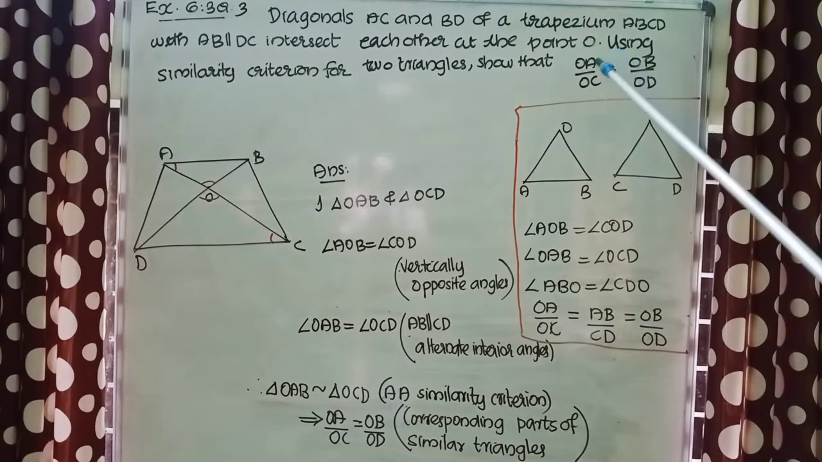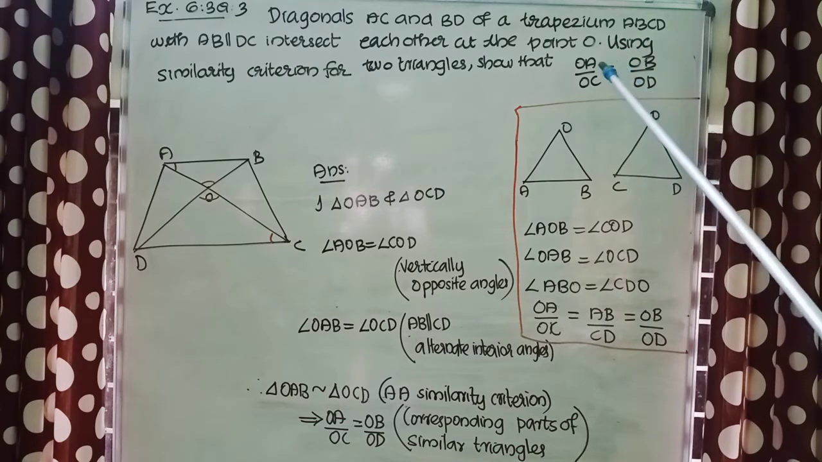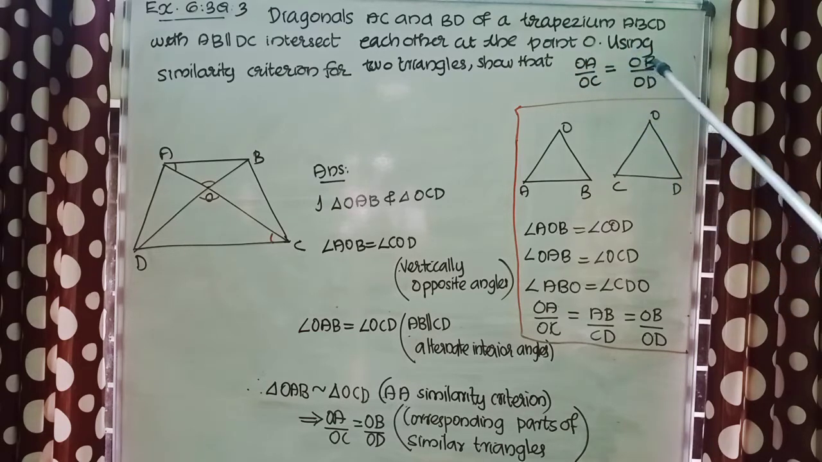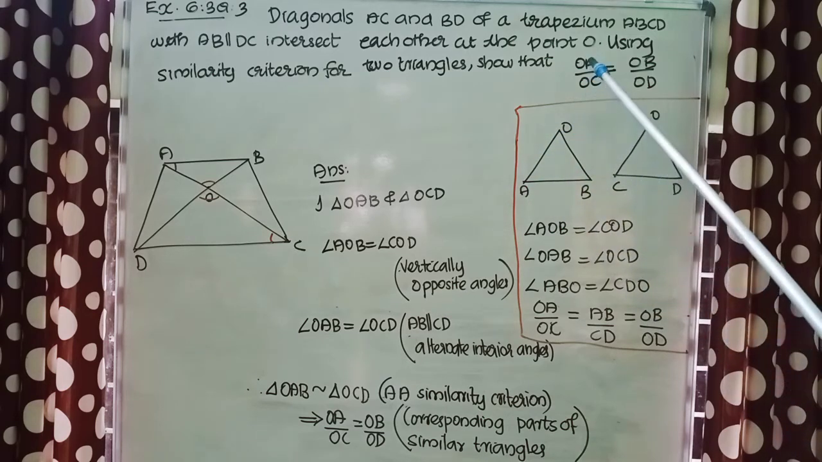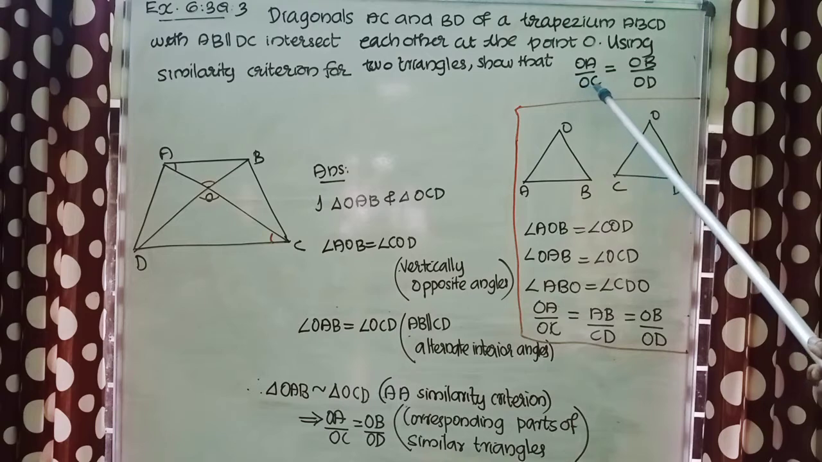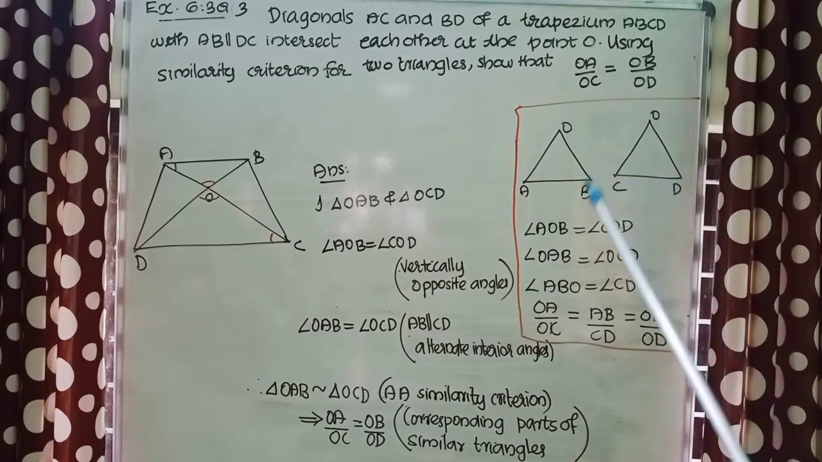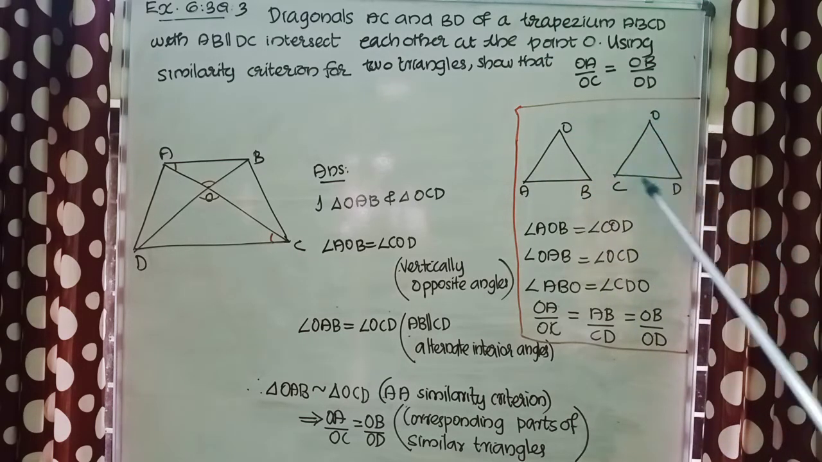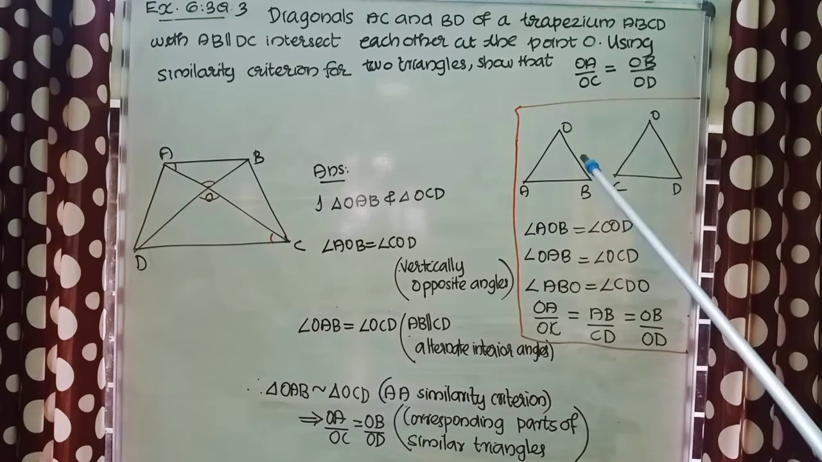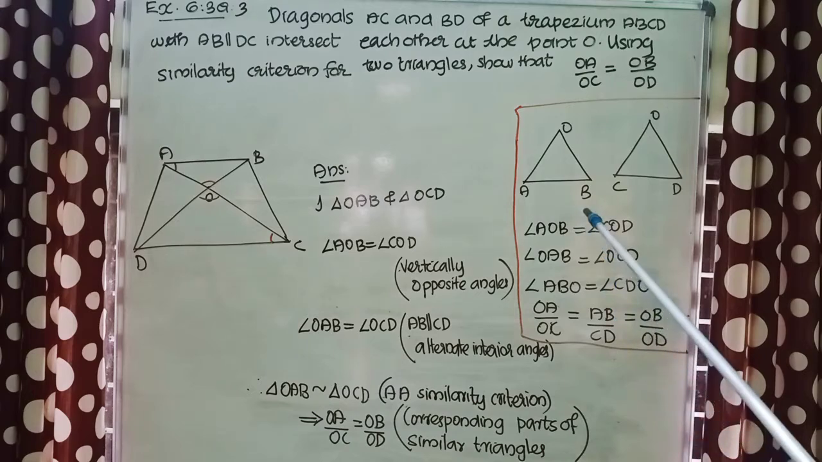So let us make two triangles first. From this name we can make two triangles. You see here it is OA, then one more letter B. So first triangle let us frame OAB. Then here it is OC, then one more letter D. So OCD. So we have made here two triangles OAB and OCD. And the corresponding parts of these two triangles are given here.